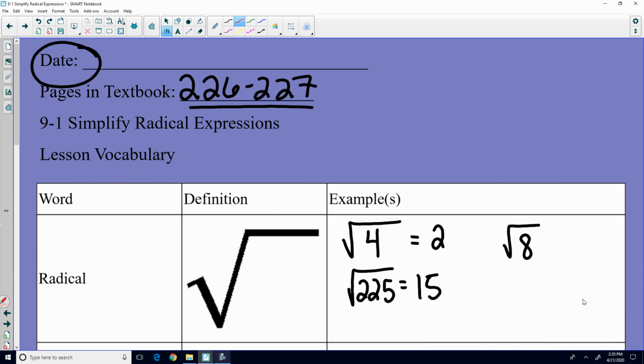Hey everyone, welcome back to day 2 of simplifying radical expressions. Take out those same note sheets that you used yesterday to fill in today's notes. We are going to add variables to our radical expressions today.